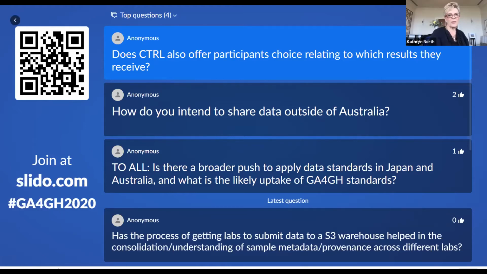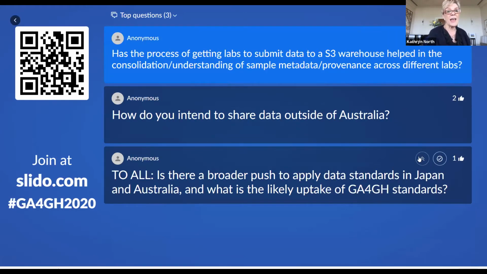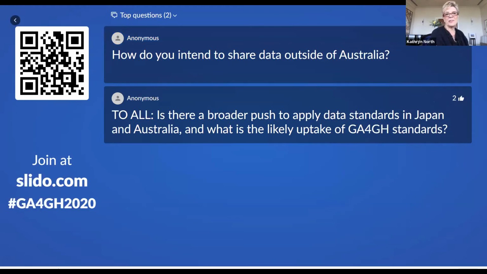A question to you, Oliver. Has the process of getting labs to submit data to an S3 warehouse helped in the consolidation or understanding of sample metadata and provenance across different labs? I think I would go with future tense on this one. Yes, we're learning certainly a lot about how to manage the diversity of solutions in there. It does help by talking to many different labs to understand what the key concepts are that every lab is tackling, and how to focus on those. We're basically trying to come up with a minimal set that we can extract consistently across all participating sites.